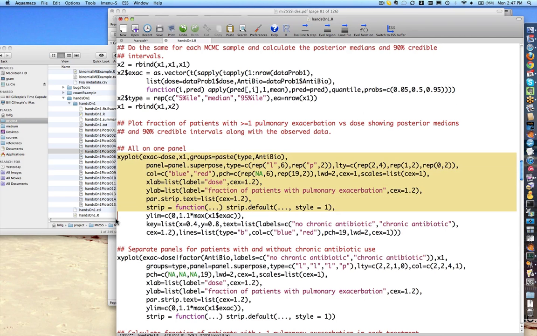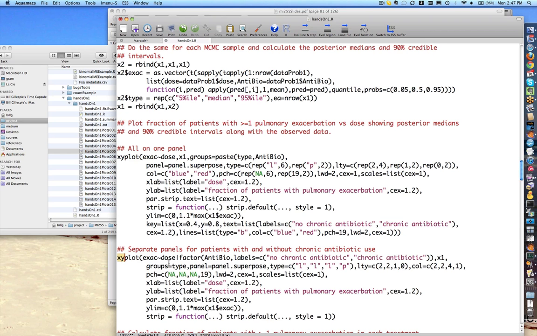So I'll let you, if you want, go ahead and explore how that's done in here. But the main thing you'll see is I'm plotting exacerbation versus dose, and then it's this grouping over here where I combine both the type, which in this case is observed, or the various different quantiles, and antibiotic all in one. So I end up with essentially six different curves in there.